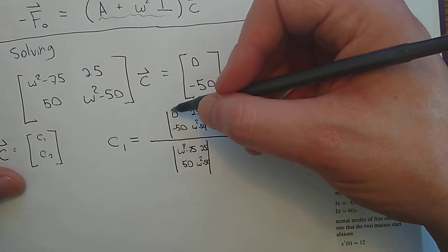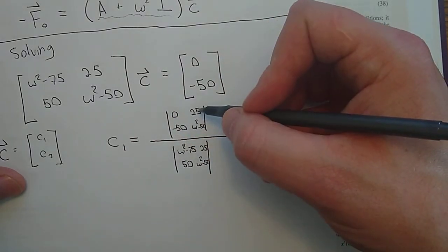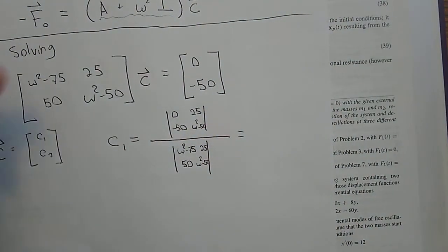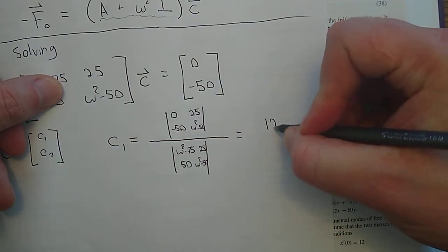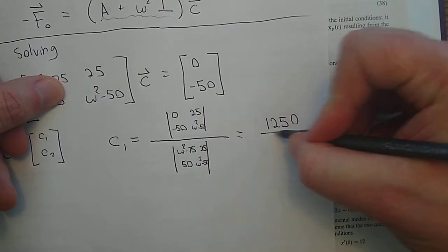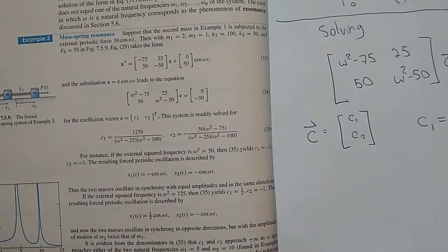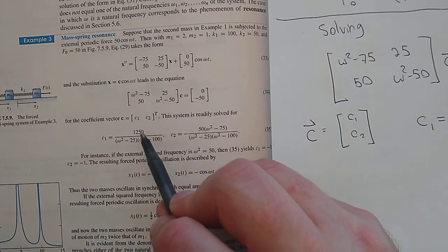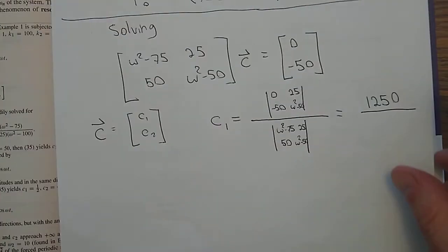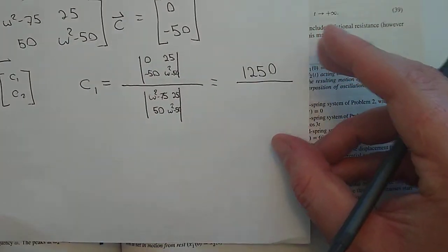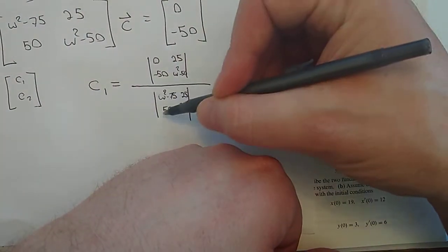So this would be, the determinant on top is easy because this is 0 plus 50 times 25, assuming I can actually do 50 times 25. I believe it's that. And okay, I'm not in too much trouble yet because that agrees with the numerator that the book claims. Let's see if I can deal with the denominator. Yeah, this one's going to be ugly.